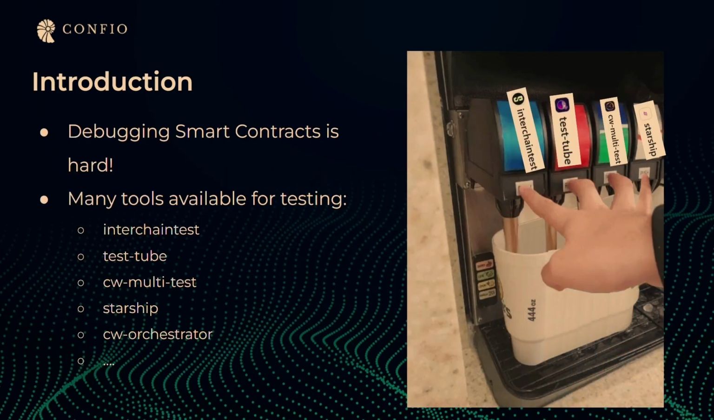So, yeah, debugging smart contracts is hard, and luckily we have many tools and testing frameworks available that make sure that our contracts do what we expect them to do. We have many tools available like interchain test, TestTube, CW multitest, Starship, and so on. And we like to stuff all of them in our code base to make sure that our contracts are doing what they are supposed to do. Yeah, but that doesn't always help for debugging.